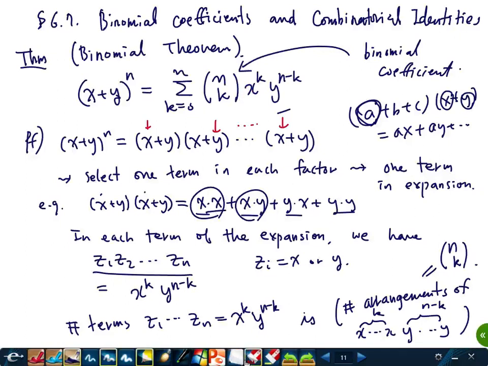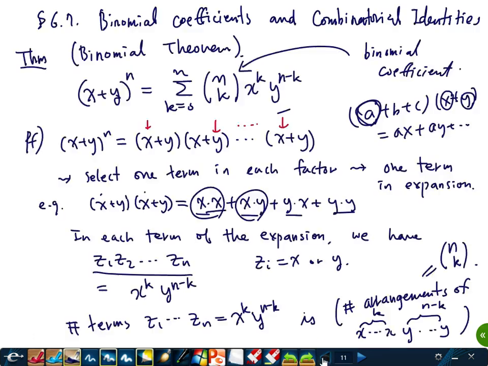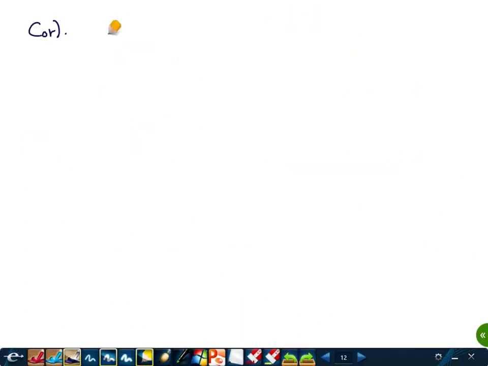Some of them, I'm going to tell you some of them. So corollary, there are interesting corollaries. By the way, here, let's say y equals 1. Still it's true, because it's true for every x and every y. I'm going to put y equals 1. Then we have 1 plus x to the n equals the summation k from 0 to n, n choose k, x to the k. We had before y to the n minus k, but y equals 1, so it's gone.